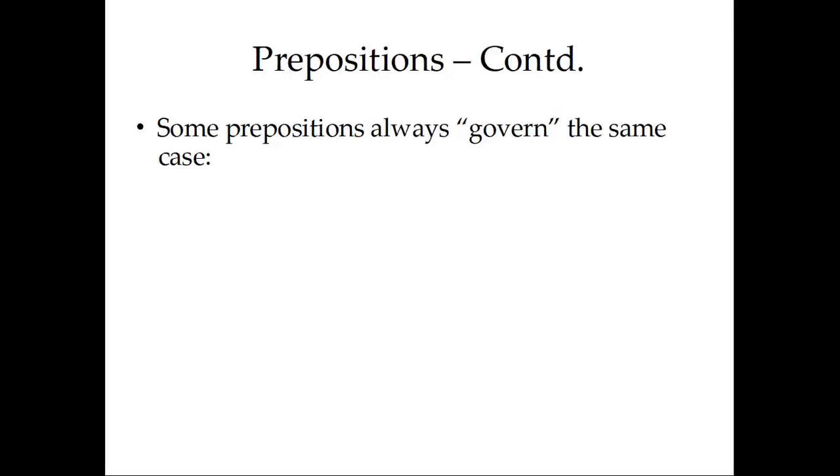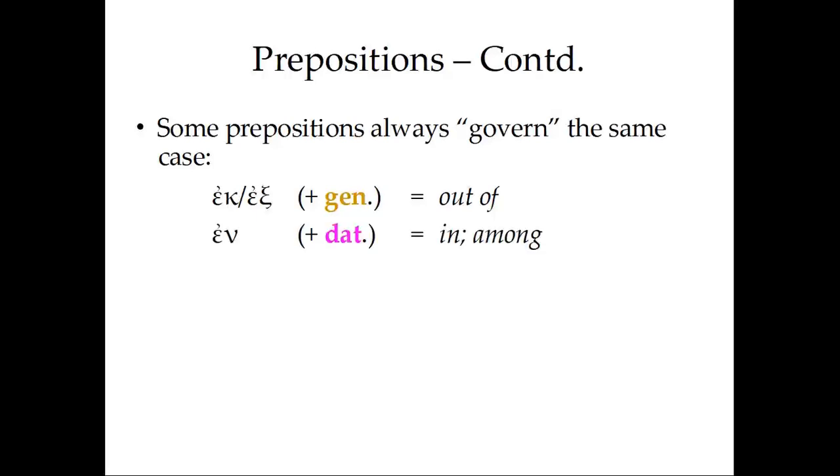Some prepositions always govern the same case. That means the prepositions always take objects in the same case. Examples like these are ek or ex, depending on the letter of the word that follows it. You might use ek rather than ex or vice versa. This preposition is always followed by an object in the genitive case, and it's always going to mean out of. En, another very important preposition, is always going to be followed by an object in the dative case. It's always going to govern the dative case, and it means in or also among.